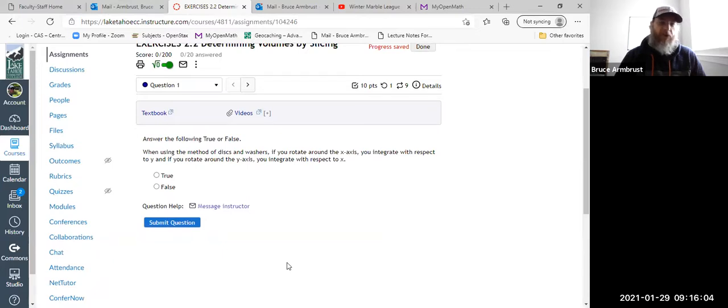So this is a true false, and your true false might be a little bit different. When using the method of disks and washers, if you rotate around the x-axis, you integrate with respect to y, and if you rotate around the y-axis, you integrate with respect to x. Okay, so is that true or false?